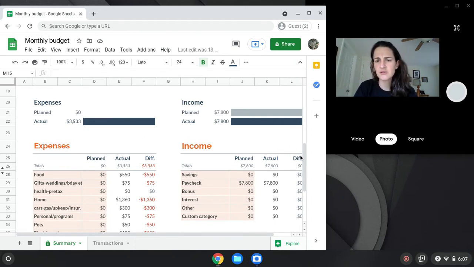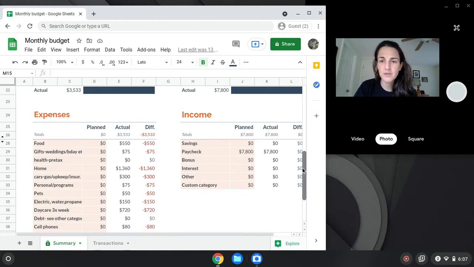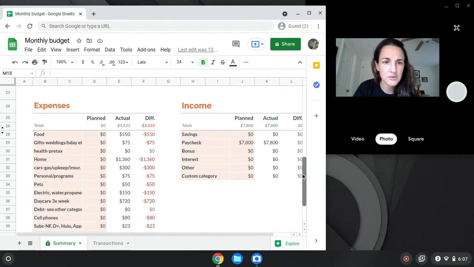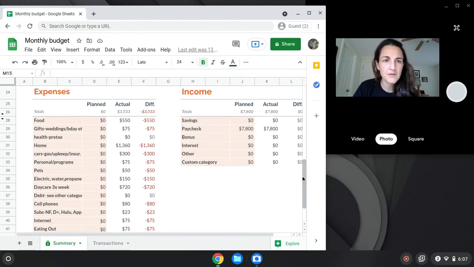I do not include health insurance in my budget. It would be depressing to include, so I don't. So the first thing you're gonna see is food. This is groceries, that's all that is. And groceries, as I've covered in previous videos, is $550 a month.